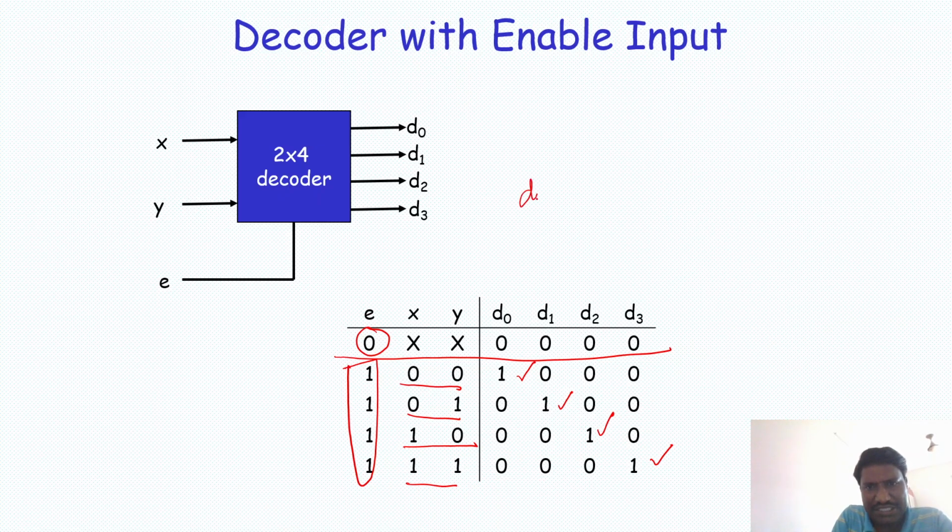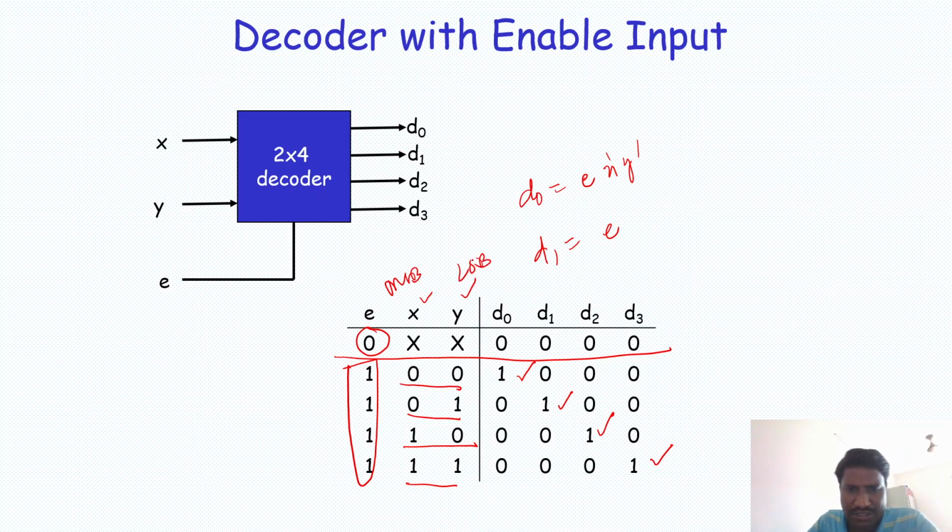D0 expression, is it not enable x bar y bar? Yes. What is D1? Is it not enable x? What exactly we have? X and y. So what is LSB and what is MSB? This is your MSB. This is your LSB. Now when enable is 1, when x is 0 and when y is 1, your D1 is 1.